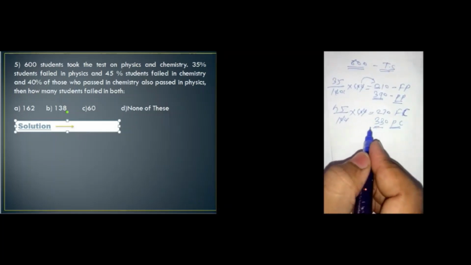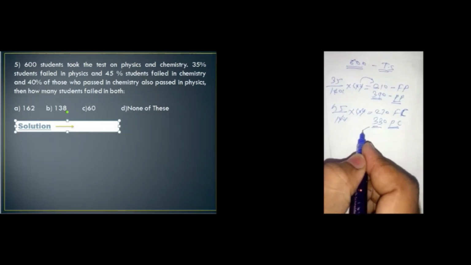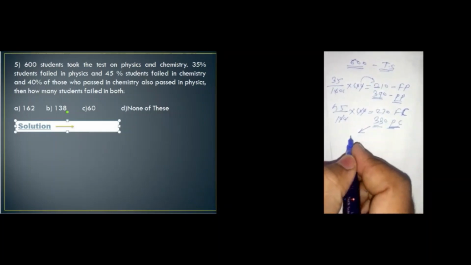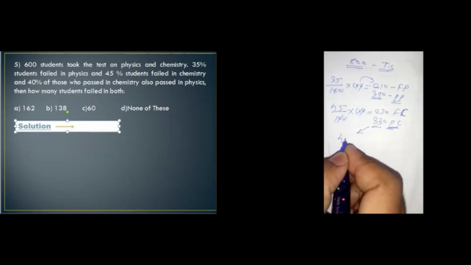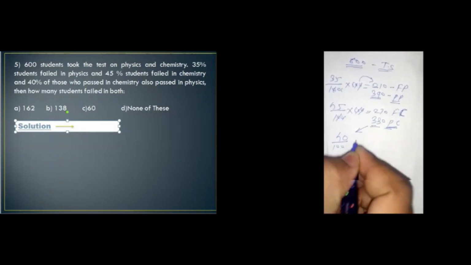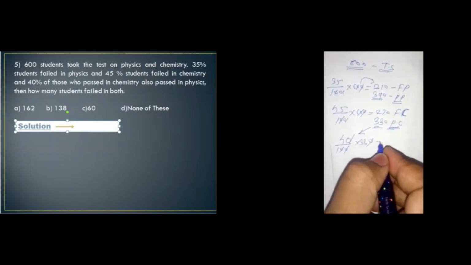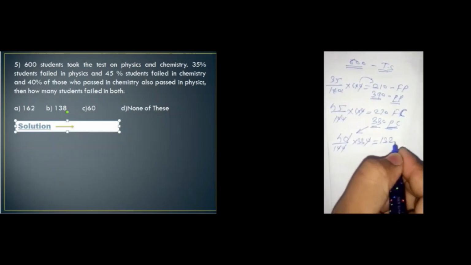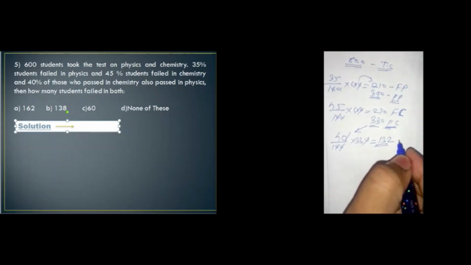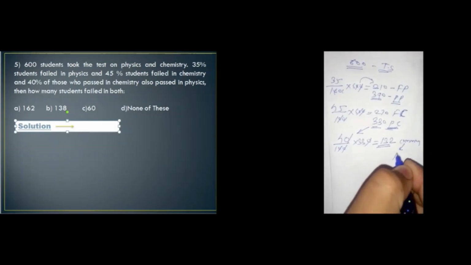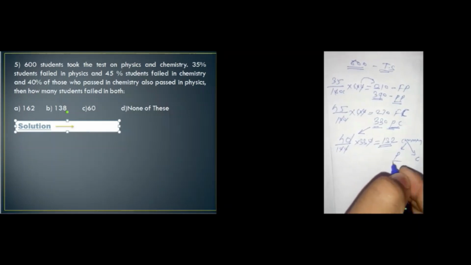But it has again been told that 40% of students who passed in chemistry also passed in physics. So 40% of this 330 will come out as 132. So 132 students are common students, those who passed in physics also and passed in chemistry also.